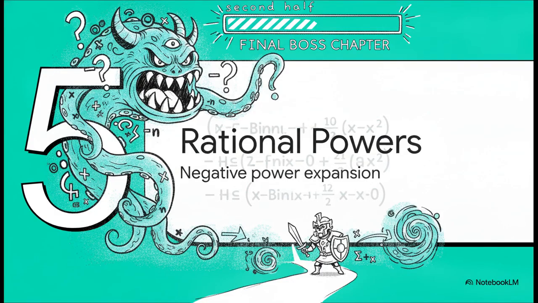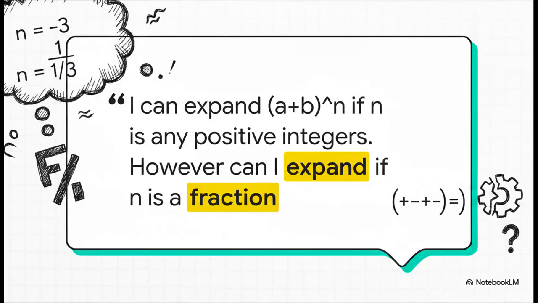All right, on to Part 5, Expanding Rational and Negative Powers. So we're entering final boss territory for this chapter now. What happens if our exponent, n, isn't a nice, friendly, positive whole number? What if n is -3, or maybe 1/3? Well, we need a completely new method. Why? Because our previous formula relies on factorials. And as you know, you can't exactly have a factorial of a fraction, right?